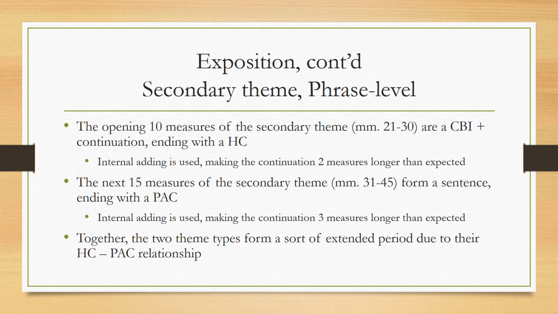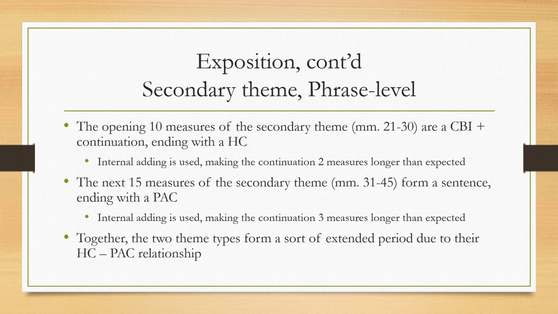On the phrase level, we have two different phrases in the secondary theme. The first is a CBI plus continuation, which ends with a half cadence. It's 10 measures instead of 8 because there is some internal adding used. And then the next 15 measures of the secondary theme form a sentence, which ends with a PAC, which is our EEC. And internal adding is used here yet again, so it's a little bit longer than expected.